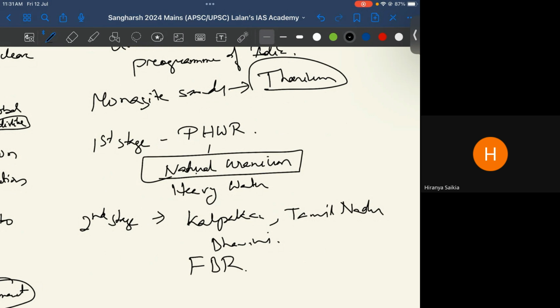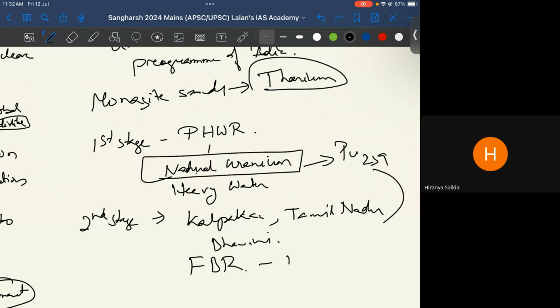So what is the difference, or why is it considered a milestone in India's nuclear power program? It is so because here you will be using the fuel of the first stage. The first stage fuel is used, and the output from it is plutonium. Heavily processing it, we will get plutonium, plutonium-239.